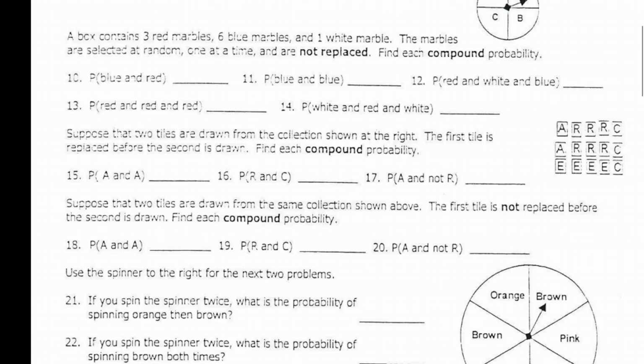What is the probability of pulling a blue? 6 out of 10. And now I do not replace that 1 blue marble I took. How many total do I have left? 9. It's not the total number of red. I wouldn't put a 3 here. It's the total marbles. And how many red do I have that I put up top? So 6 times 3.